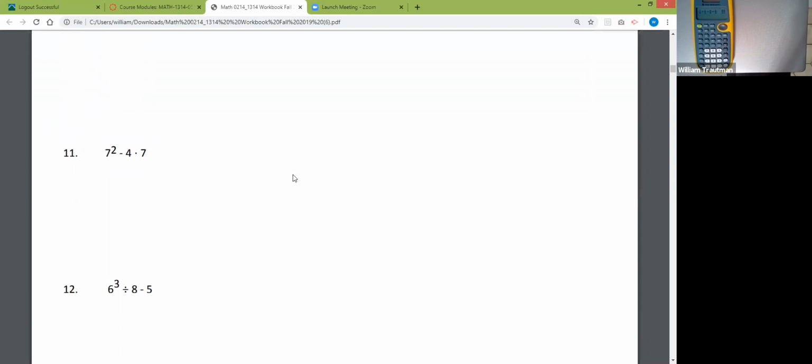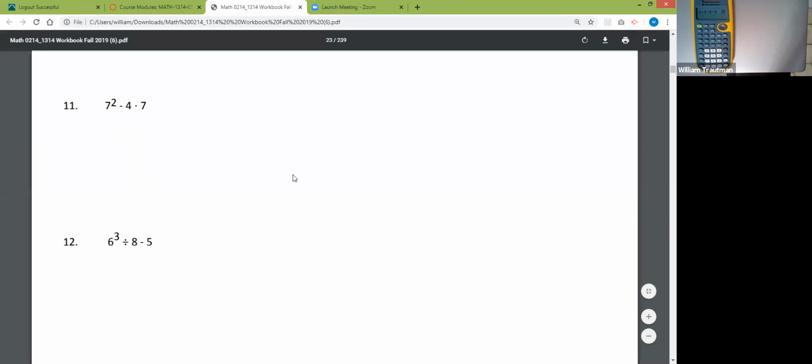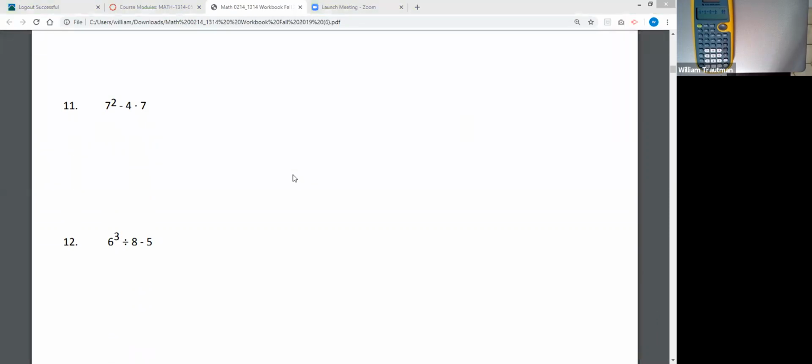Let's try number 11 out. I'm going to do it the long way. I don't need to do it on the calculator. You guys can try it. So remember, please excuse my dear Aunt Sally. Multiply and divide are done from left to right. Add and subtract are done from left to right. Parentheses, there are no parentheses. And when we say parentheses, we mean inside of parentheses. Exponents, are there any powers?